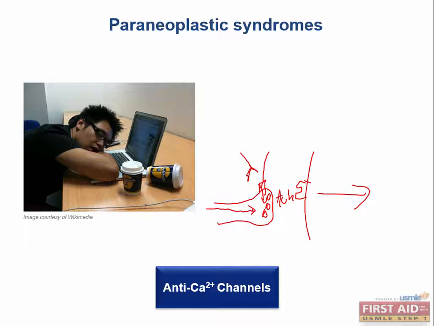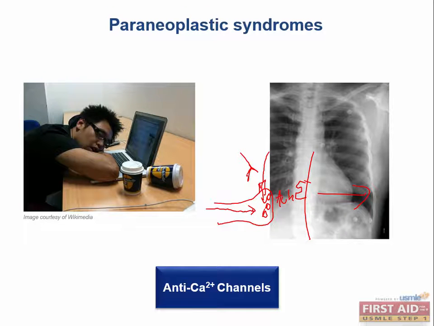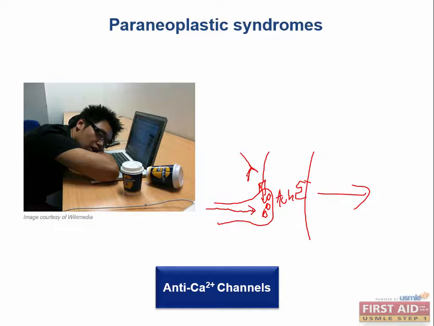That's called Lambert-Eaton syndrome, and we can see that in a certain type of cancer. What type of cancer is that? Lung cancer. Very good. And what type of lung cancer? Small cell lung cancer again. Wow, the third type of paraneoplasm with small cell.